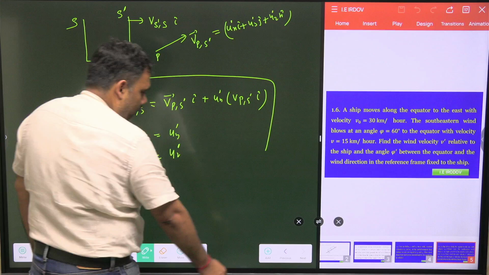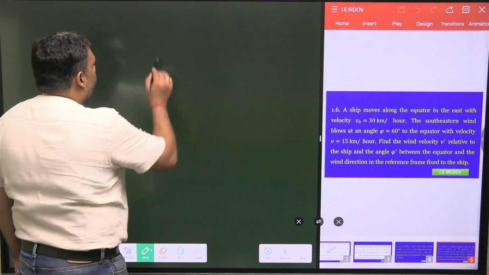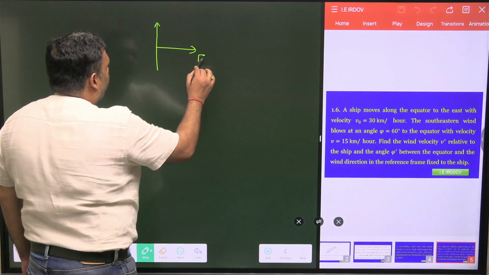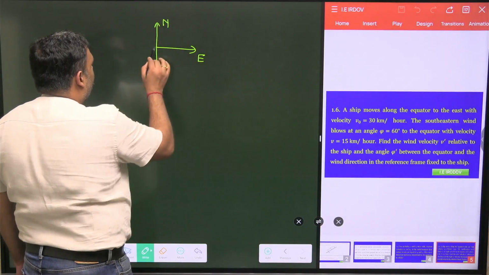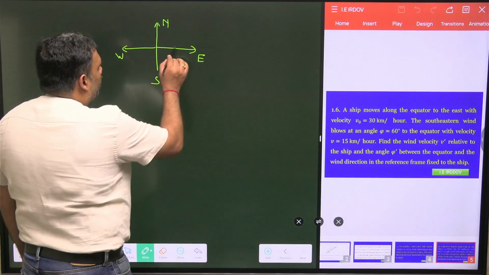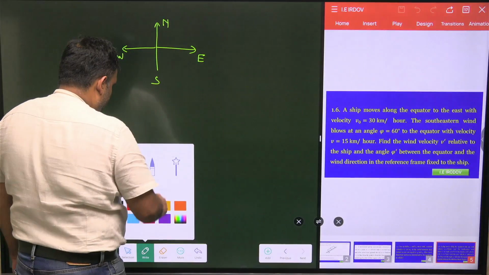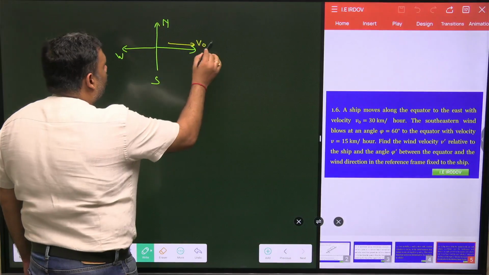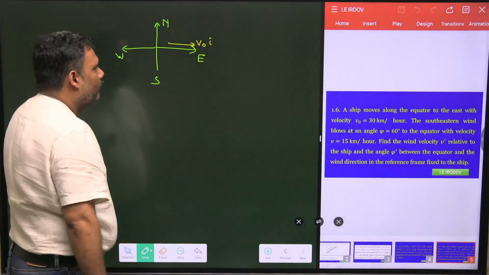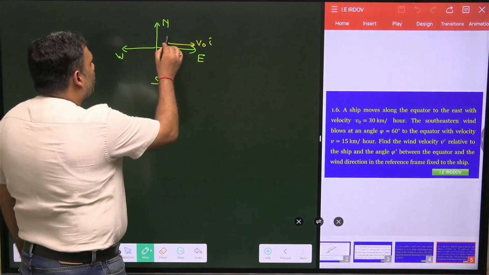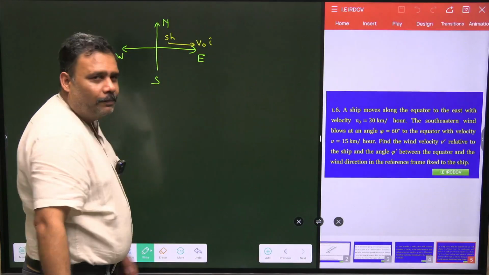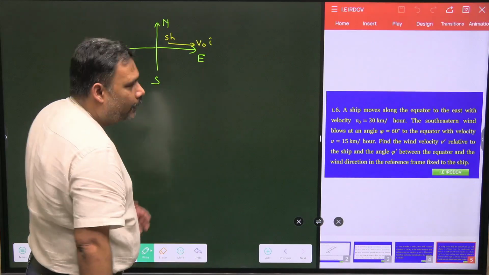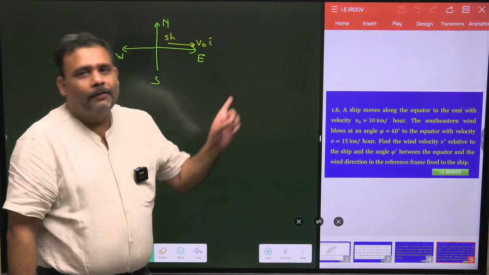So let's go for this one. What is given? This is my north direction, and this is east, this is south, and obviously this is west. The ship is moving along the east direction with V naught. I am putting it as my I cap direction, and this is the velocity of the ship. Suppose this is some ship and I am denoting it by SH. And the southeastern wind: what is the meaning of southeastern wind? The wind which is coming from the southeast.